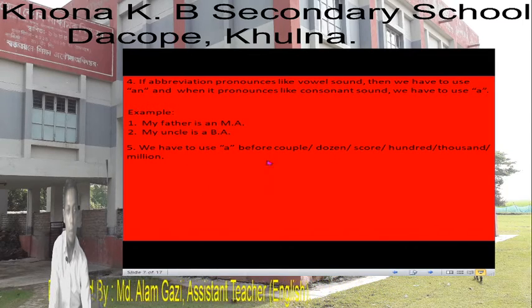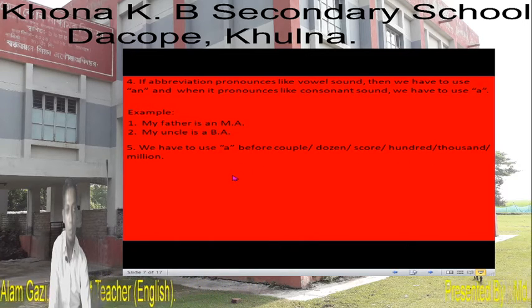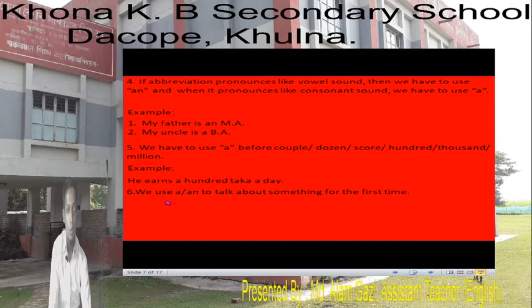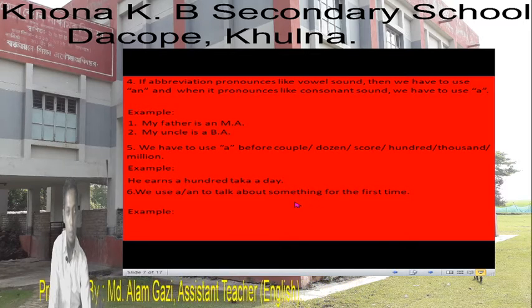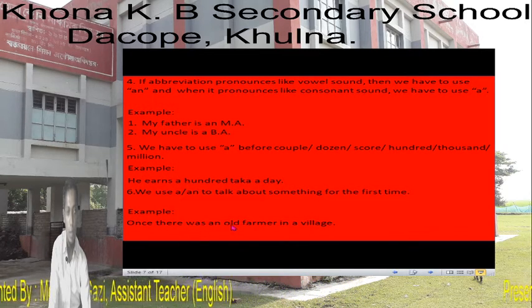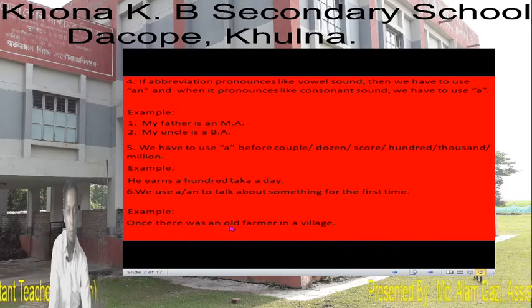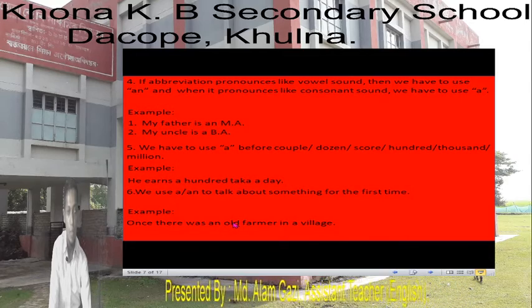We have to use a before couple, dozen, score, 100, 1000, million. For example, he earns 100 taka a day. We use a or an to talk about something for the first time. For example, once there was an old farmer in a village. Here we use an before old, and we told about this old man for the first time.